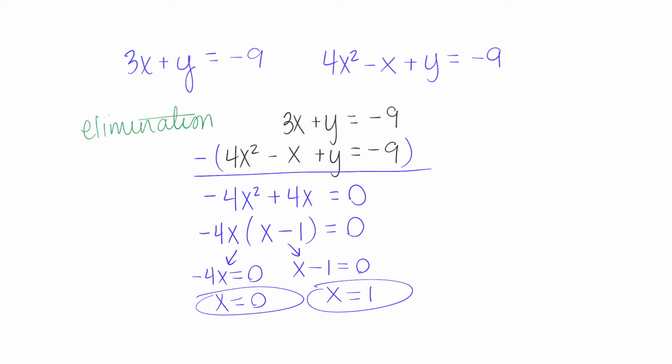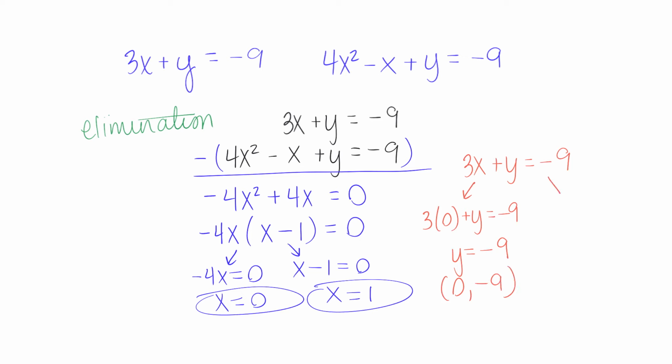I'm going to come plug those back in. And if I plug them in, I'm going to choose 3x plus y equals -9. So I'm going to do that 2 times. So I'm going to say 3x is 0 plus y equals -9. Therefore, y equals -9. And my solution is 0, -9.